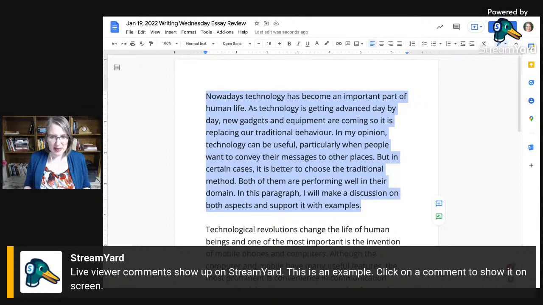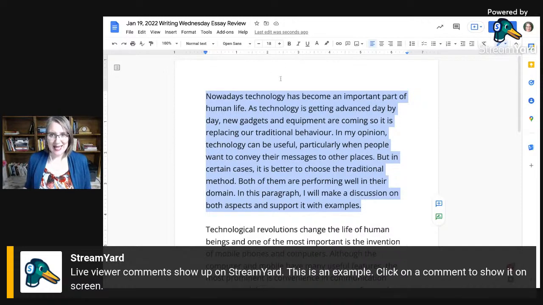Nowadays, technology has become an important part of human life. As technology is getting advanced day by day, new gadgets and equipment are coming, so it is replacing our traditional behavior. In my opinion, technology can be useful, particularly when people want to convey their messages to other places. But in certain cases, it is better to choose the traditional method. Both of them are performing well in their domain. In this paragraph, I will make a discussion on both aspects and support it with examples.